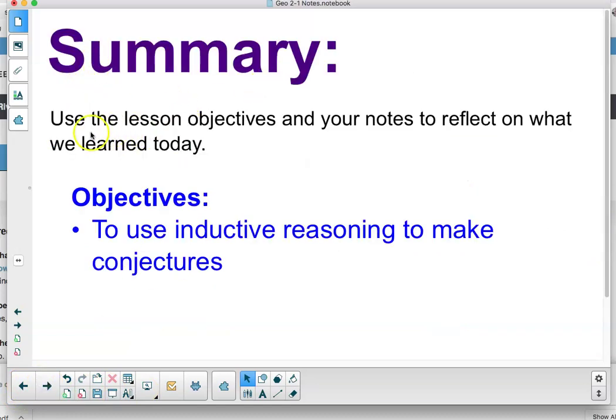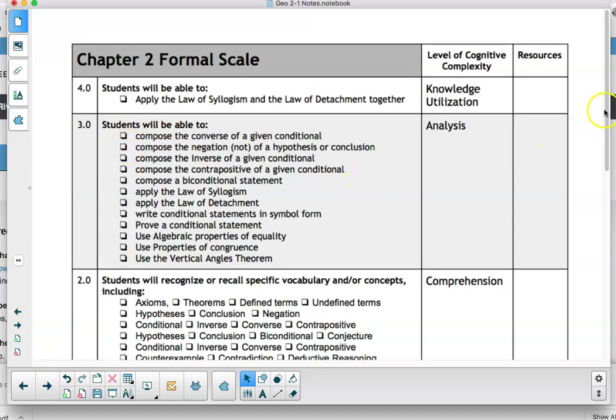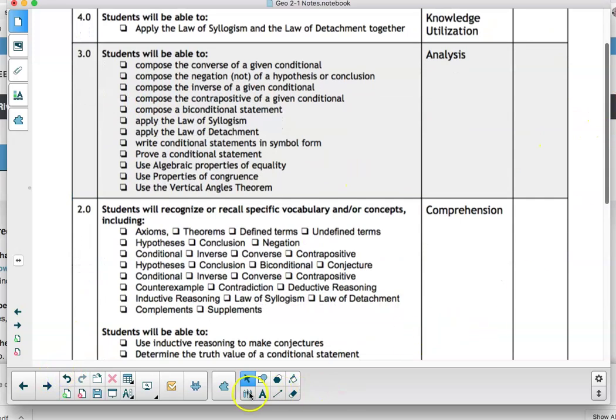Our summary today: use the lesson objectives and your notes to reflect on what we learned today. Our objective: to use inductive reasoning to make conjectures. Now check out your stuff. See what we can check off today.